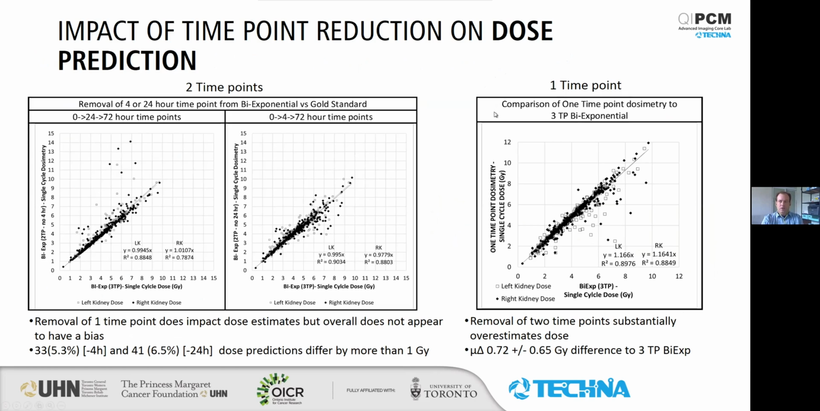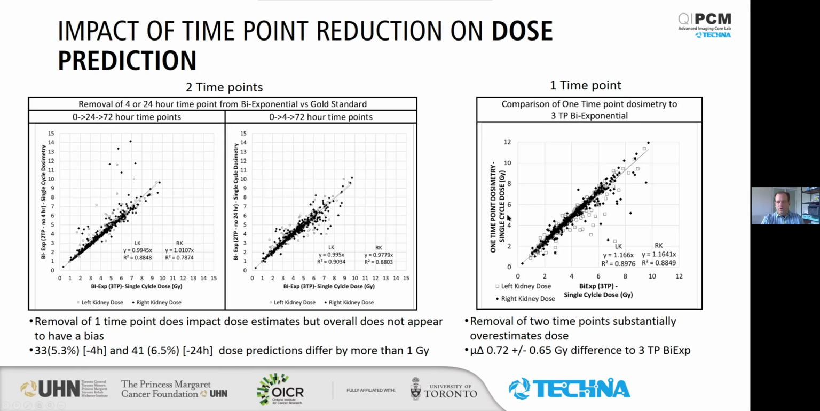These figures depict the calculated dose obtained for each cycle as compared to the gold standard. So the gold standard dose is on the x-axis, as well as the calculated dose when using the bi-exponential fit, but when removing either the 4 or 24-hour time point. We can see when removing the 4-hour time point, about 5.3% of the points fell outside of 1 gray, while 6.5% fell outside removing the 24-hour time point. Fortunately, there was no bias here in terms of the data, so there was an equal number of points above and below, slightly more above potentially here and slightly more below potentially here.